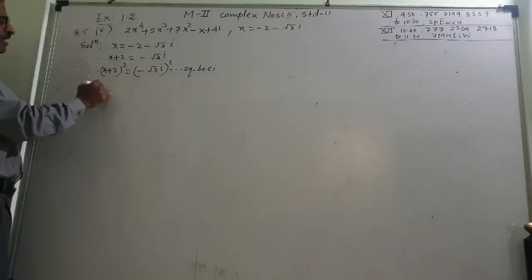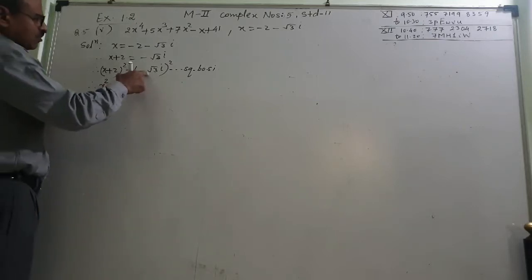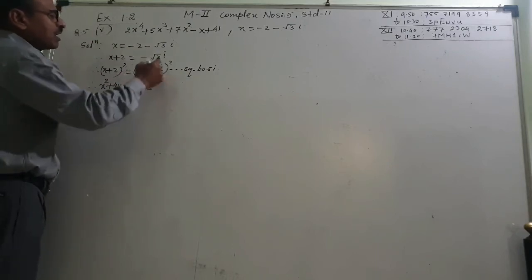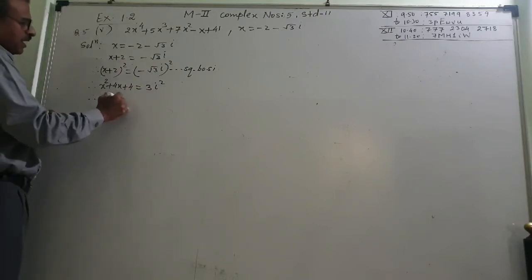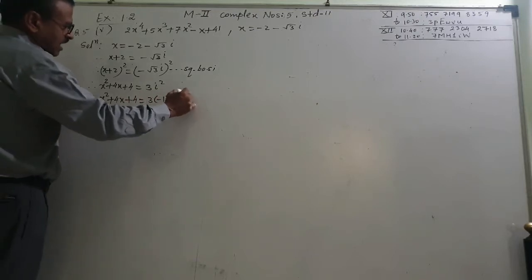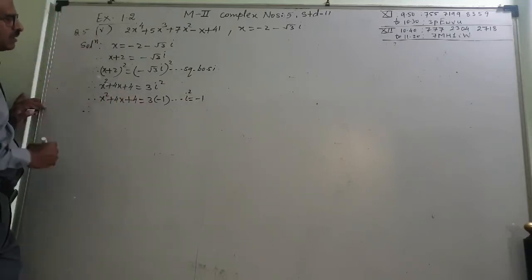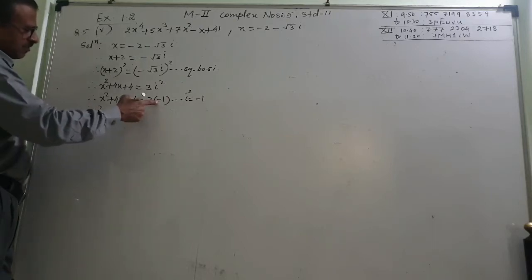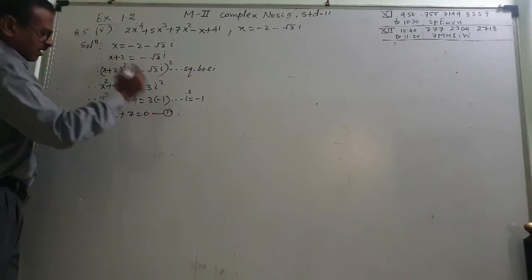Now if I expand, it will be x square plus 4x plus 4 is equal to negative square will be always positive, so this will become plus root 3 square is 3 and i square. Therefore, x square plus 4x plus 4 is equal to 3 into minus 1. Reason is i square equal to minus 1. Now this minus 1 I will bring here. Therefore, x square plus 4x plus, here it will become plus, so plus 7 is equal to 0. This is your number 1.